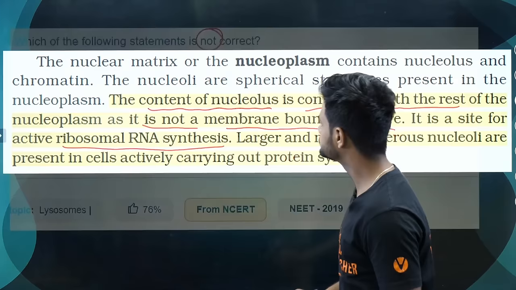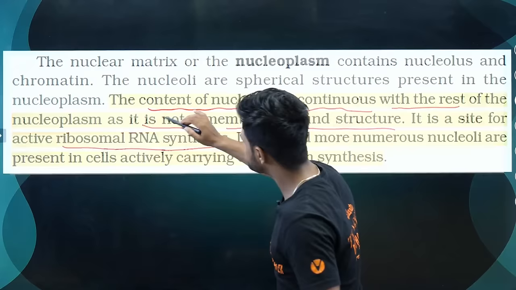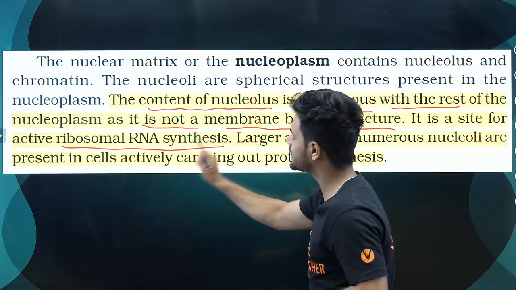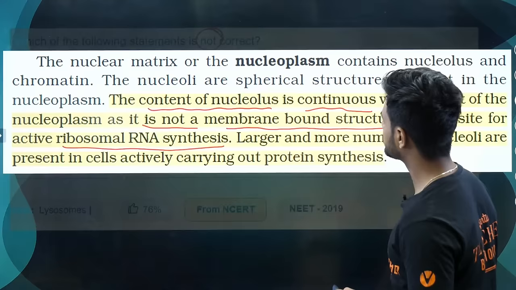Clear? See, NCERT's lines are given. Can you see? Ribosomal RNA synthesis. The answer is given here, right? Dream Doctor, NCERT line. I'm not making it up. They're talking about the nucleolus.